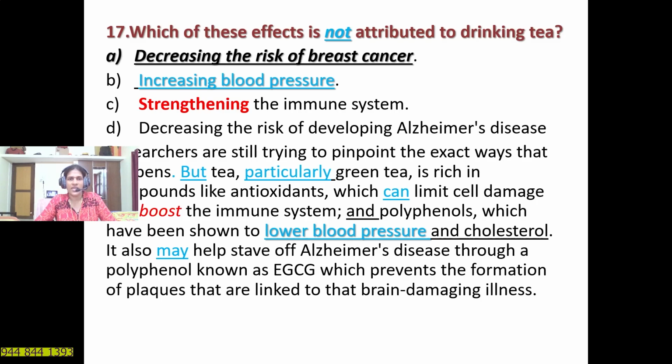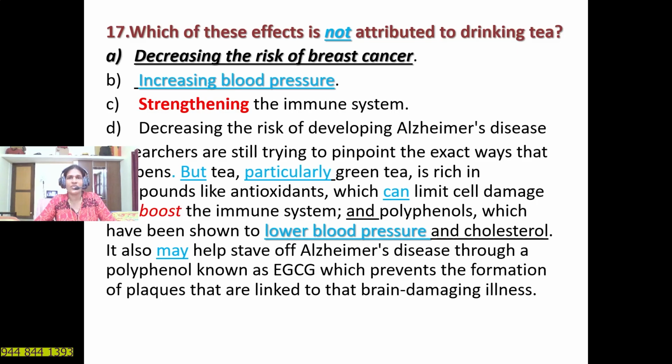But tea, particularly green tea, is rich in compounds like antioxidants, which can limit cell damage and boost the immune system, and polyphenols, which have been shown to lower blood pressure and cholesterol. It also may help stave off Alzheimer's disease through a polyphenol known as EGCG, which prevents the formation of plaques that are linked to that brain-damaging illness.